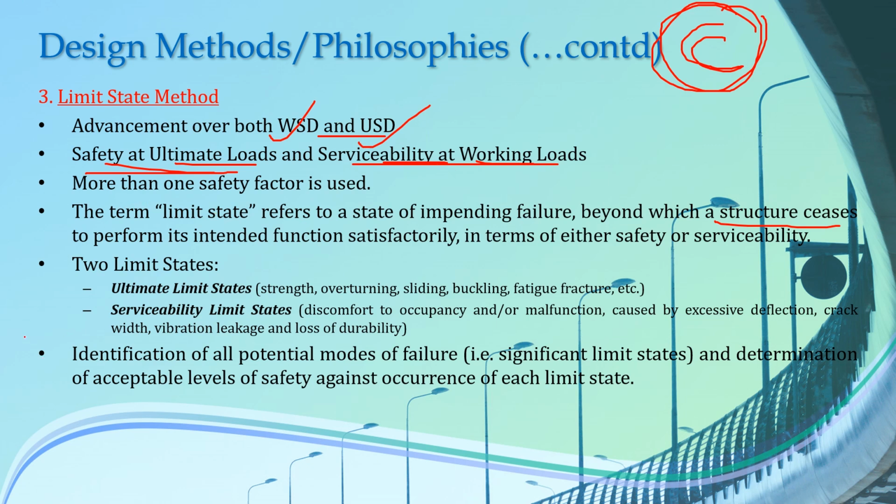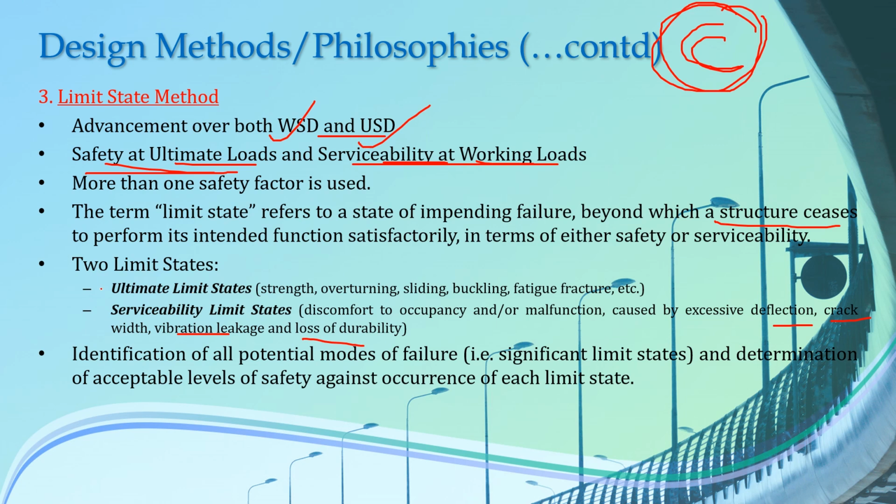One is the ultimate limit state. That means these may be the limit states of strength, overturning, sliding, buckling, fatigue, fracture, etc. And another type is the serviceability limit states. That means in serviceability limit states, we consider the discomfort caused to the occupancy, and that discomfort may be caused by excessive deflection, excessive cracking, vibration, leakage, or loss of durability.